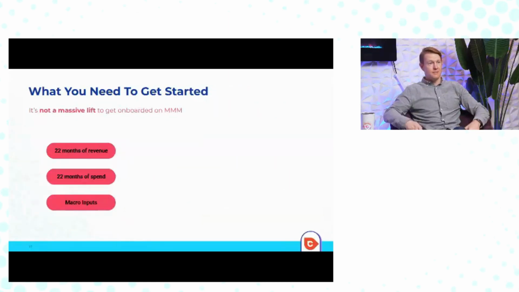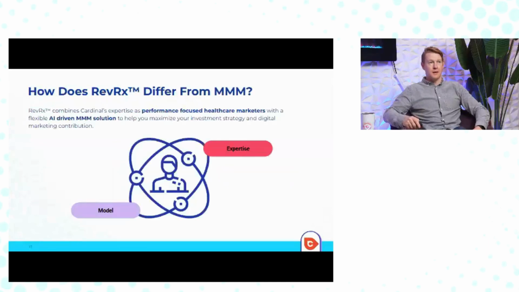What do you need to get started? It's not a massive lift. 22 months of bottom line revenue, 22 months of spend by tactic and by channel in terms of your marketing mix, and then those macro level inputs that I talked about just now, like seasonality, capacity needs, etc. Those all go into the model. Then you get your optimized channel mix out the other side.